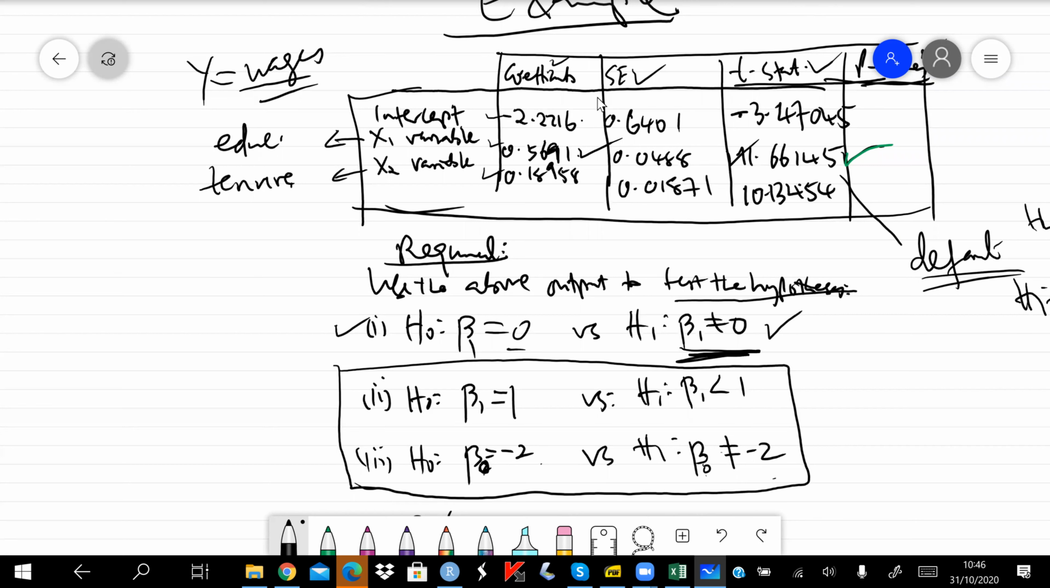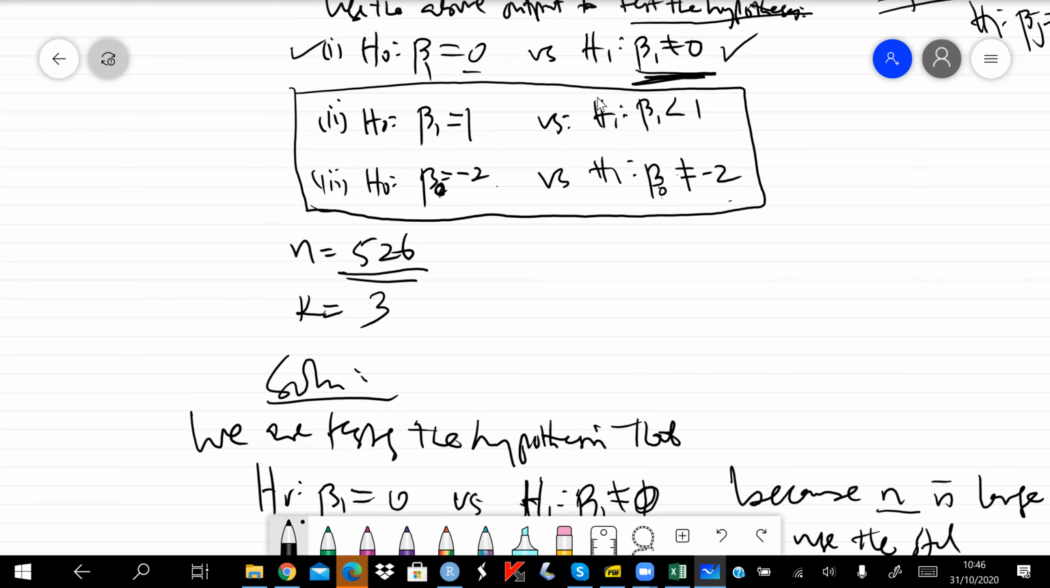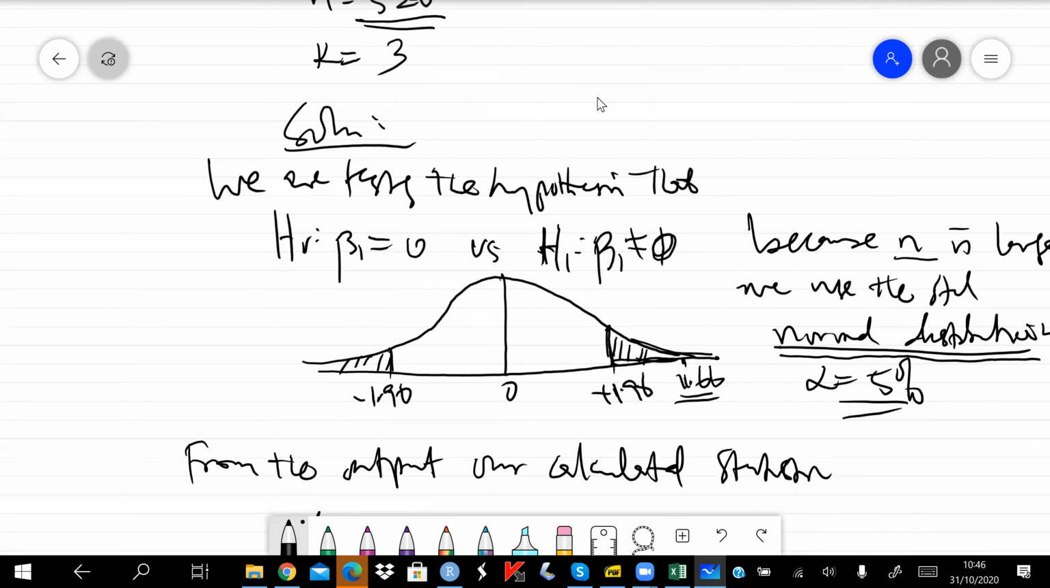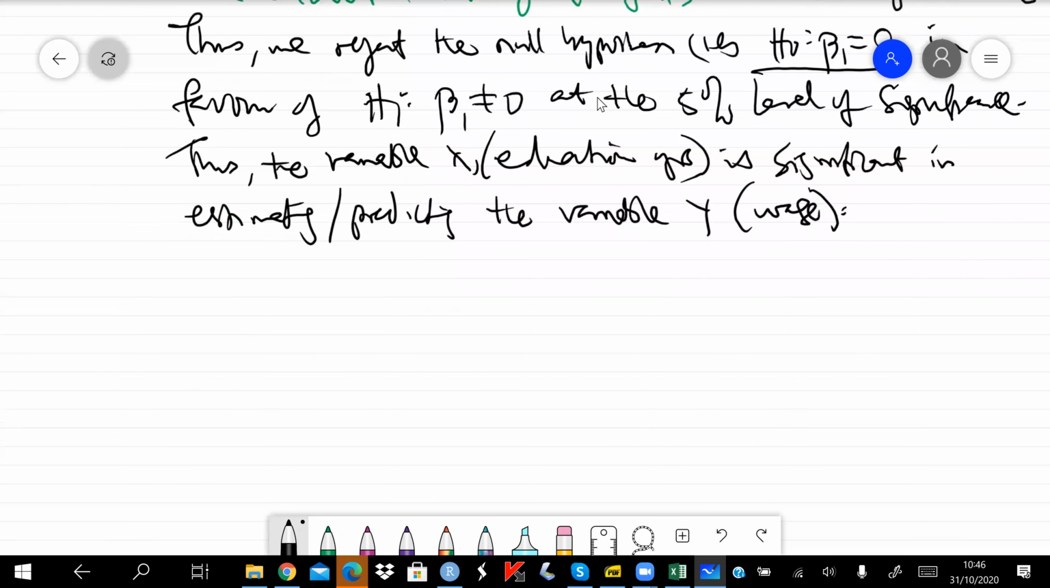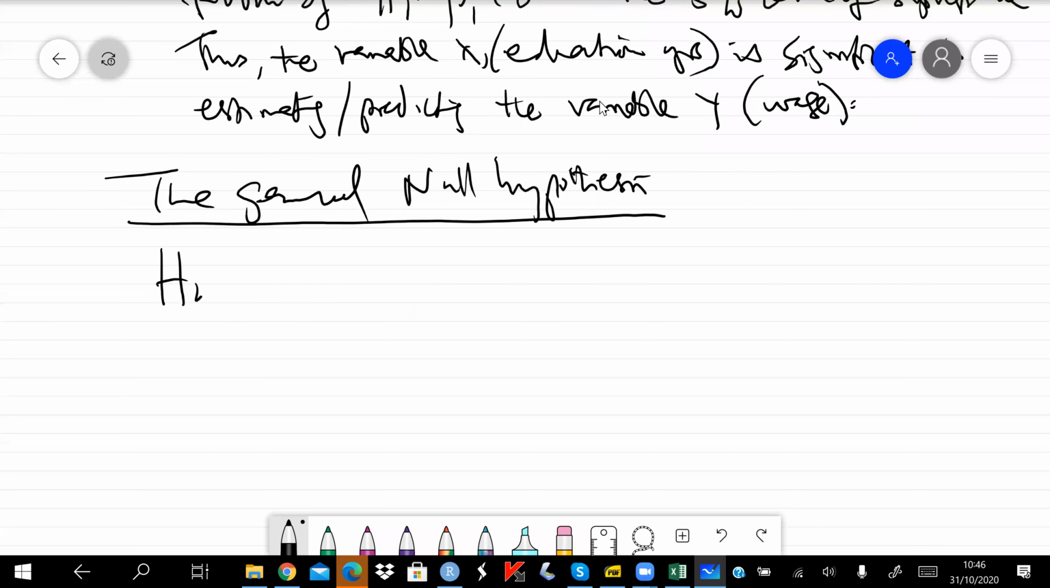Okay. Now, before we answer Roman 2 and 3, I want to mention what we call the general format of the null hypothesis. That will help us answer Roman 2 and Roman 3. The general null hypothesis is defined like this: H naught that beta j is equal to some hypothetical value, beta j constant. Generally, this is how we define the null hypothesis.